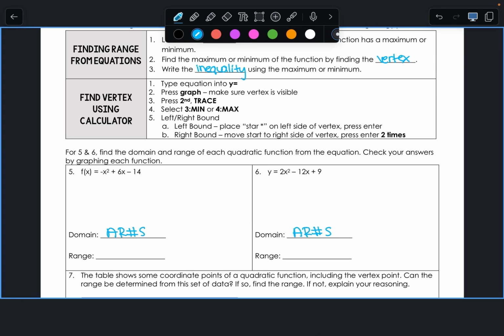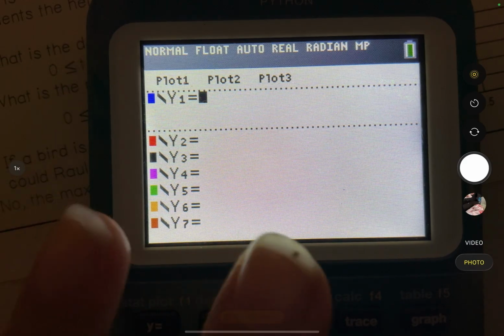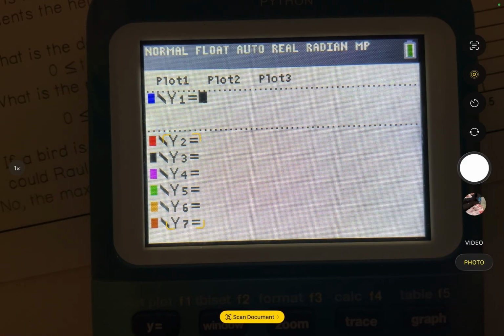The range is the one that's a little bit more difficult because that one depends on the vertex. You need to be able to find the vertex. So get your calculators. And we're going to follow these steps over here, okay? First thing you're going to do is type your equation into y equals. It is negative x squared plus 6x minus 14.